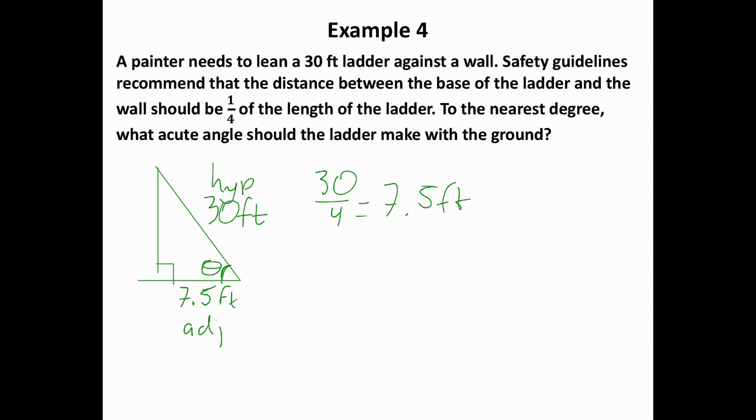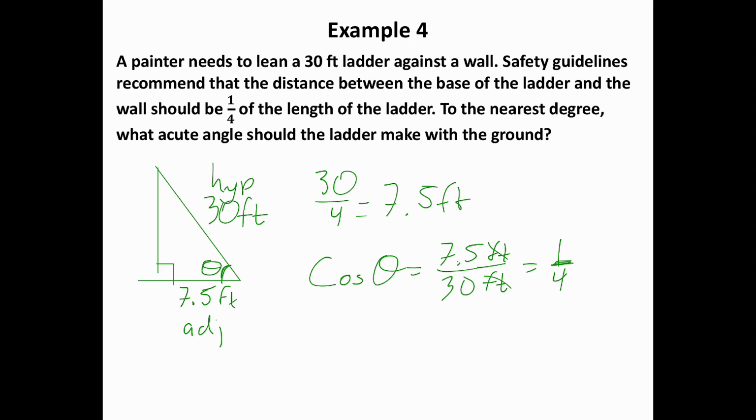Thinking about what trig function uses adjacent and hypotenuse, that's cosine. So I'm going to use capital cosine. It doesn't really make a difference in this case. But the cosine of some angle theta is equal to the adjacent side, 7.5, over hypotenuse, 30. Now, we can actually reduce this. Adding units, the units are going to cancel off. Now, 7.5 over 30, that's 1/4.